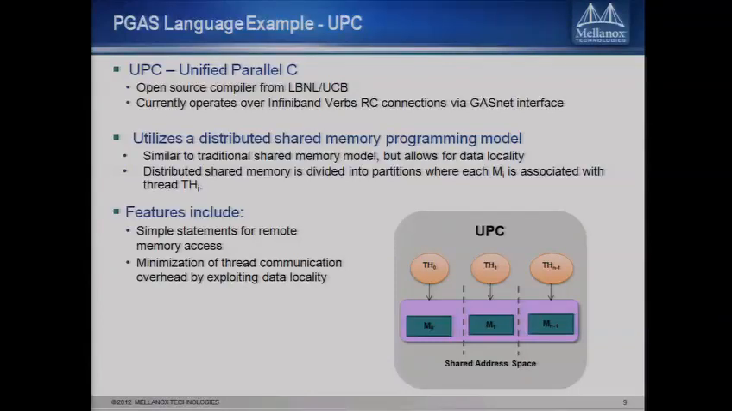So you can see this picture here of UPC. It utilizes a distributed shared memory model. So I have basically various threads, and then I have memory that's associated with each thread. So it's distributed memory. Every thread has its own memory, but then we treat it as a shared address space. It has features like very simple statements for remote access of memory, and it minimizes thread communication overhead by exploiting data locality. So I have a concept of this memory being associated with this thread and this memory being associated with that thread.